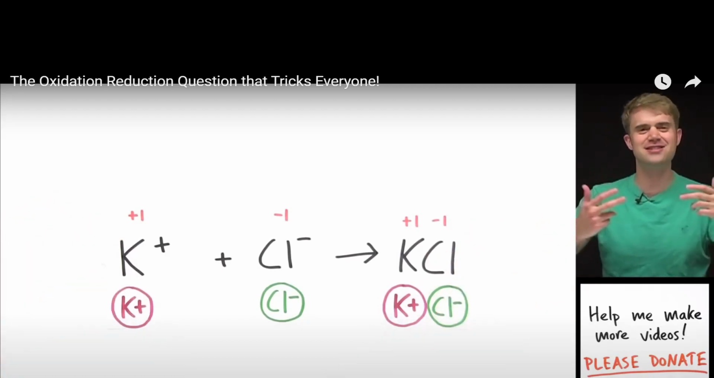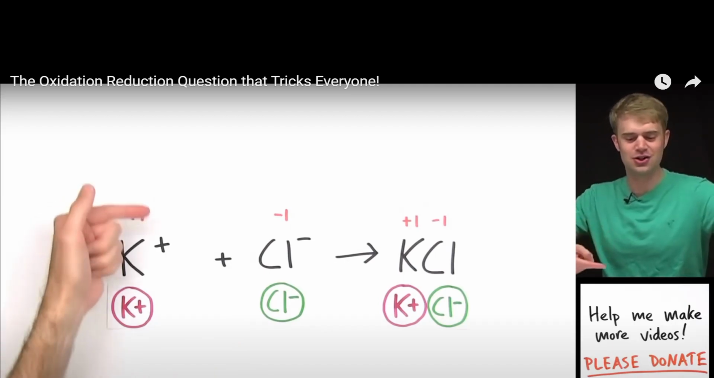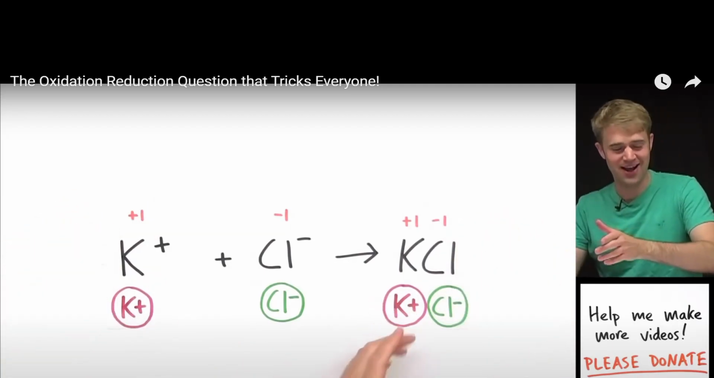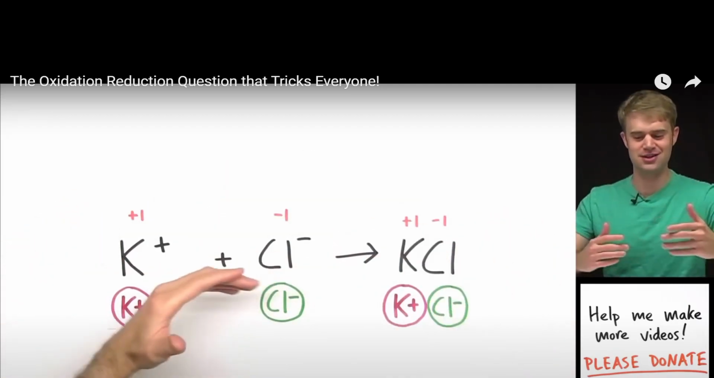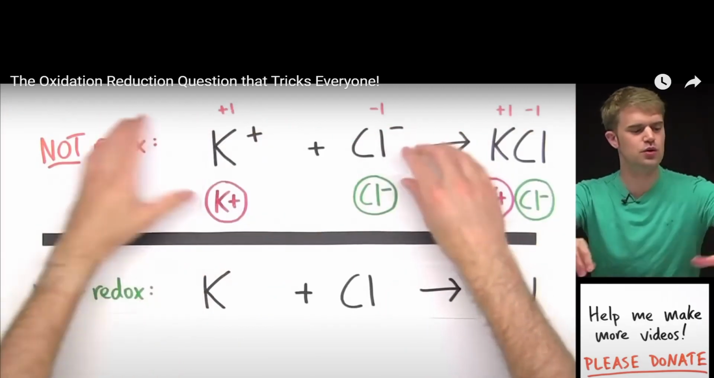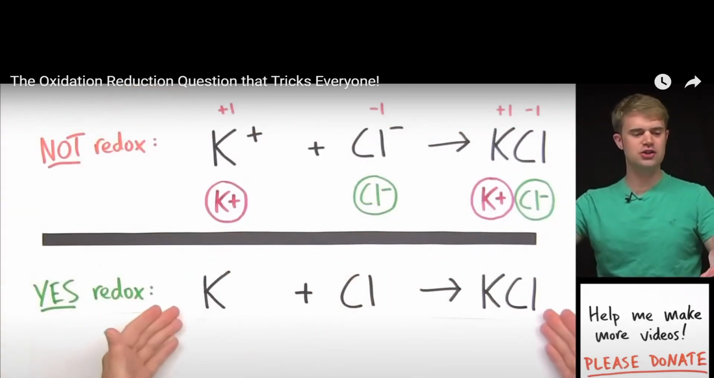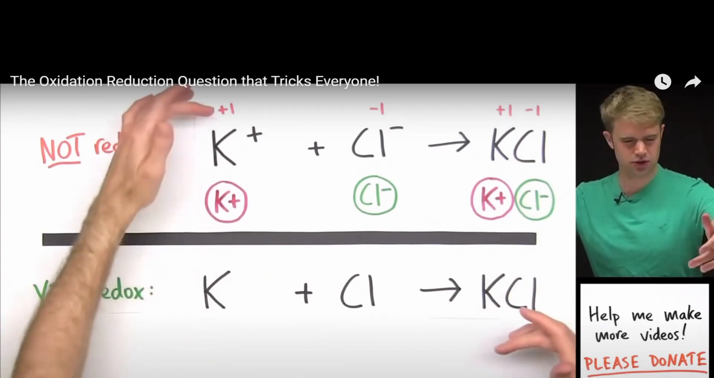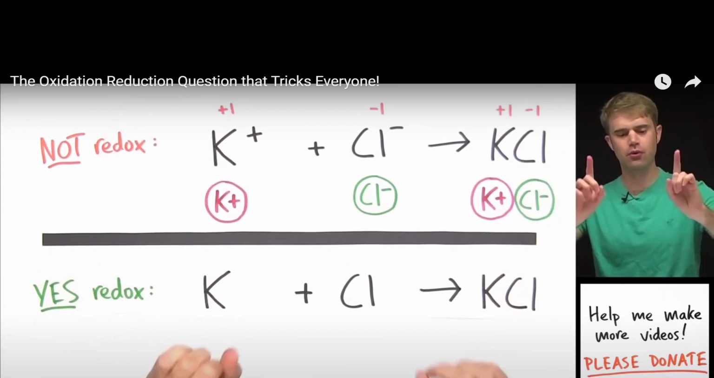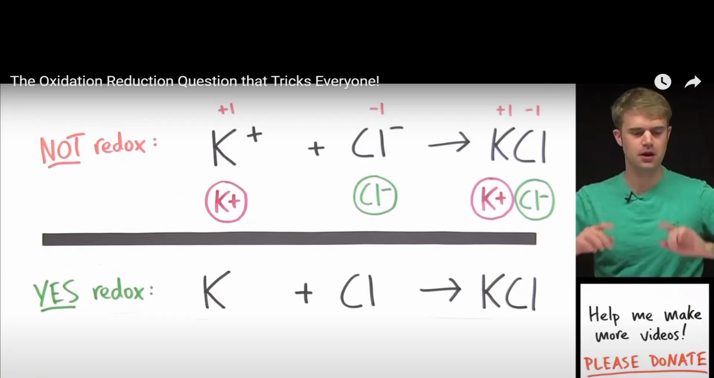Now, if this still is a little bit confusing, let me show you how we could change this equation to make it actually an oxidation reduction reaction. And then when you see the differences, I think this will all make sense. So here's the equation that we said was not a redox reaction. Here's an equation that is a redox reaction. These two reactions look pretty similar, except for one important difference. What's the important difference? There's no charges over here. Do you think you could fill in the little boxes above the K and the Cl?